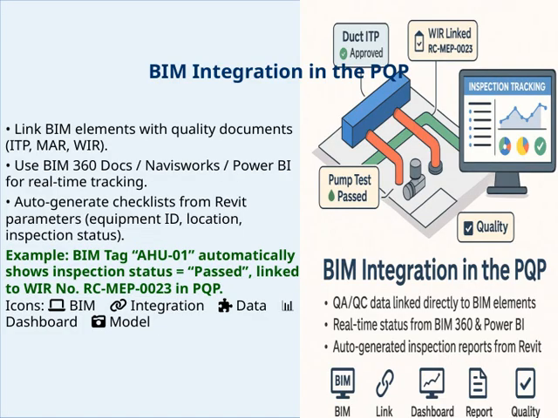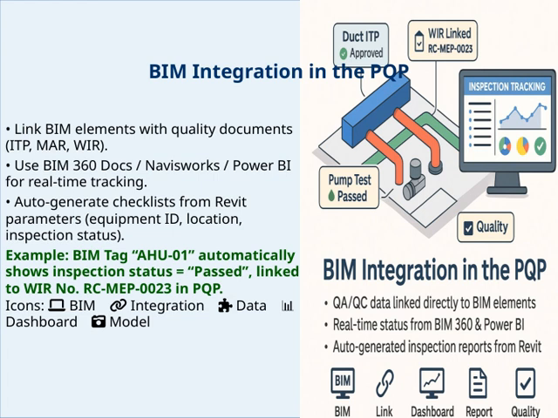Let's take a closer look at how BIM is integrated into the PQP. First, we link BIM elements directly with key quality documents such as the inspection test plans, method of statements, and work inspection requests. This connection helps us ensure that all relevant documents are easily accessible and tied to specific building components. We also leverage tools like BIM 360 Docs, Navisworks, and Power BI to enable real-time tracking.